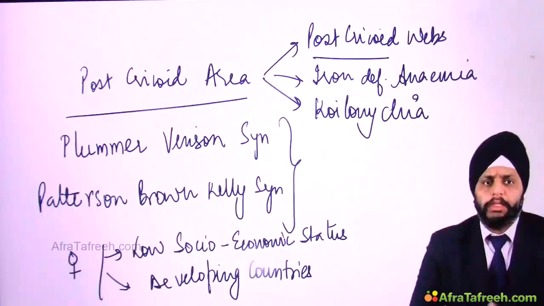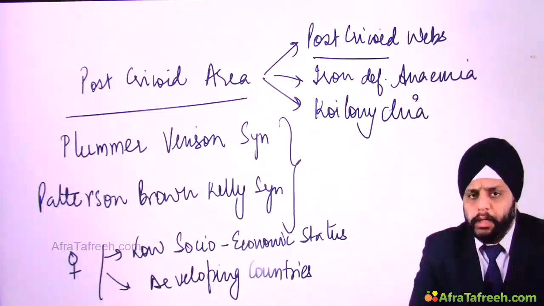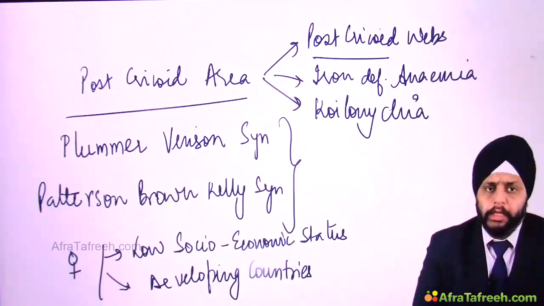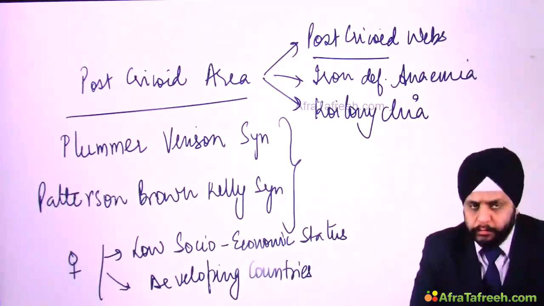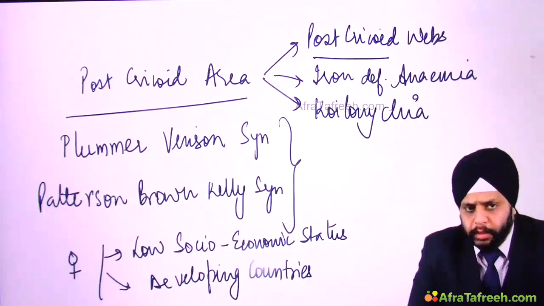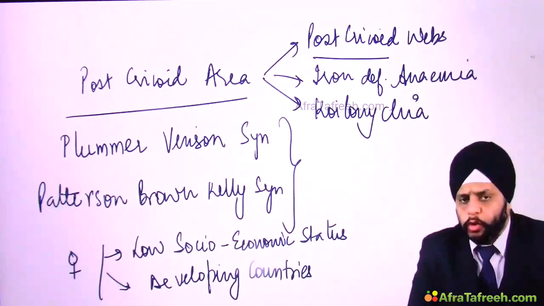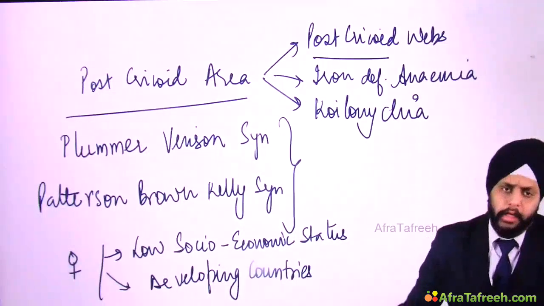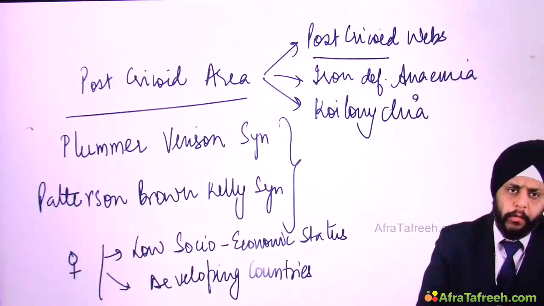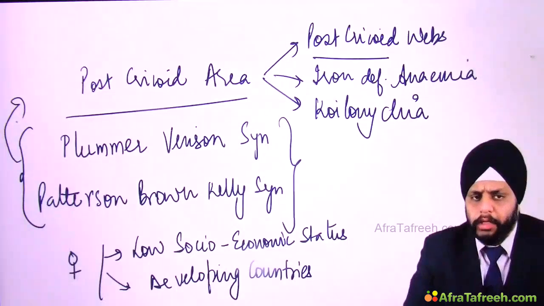Okay, now these post-cricoid webs, remember, are a pre-malignant condition, and they can lead to development of post-cricoid carcinoma. Post-cricoid carcinoma is generally seen in females, generally in females of low socioeconomic status from the developing countries. So it is a sequela of the Plummer-Vinson syndrome or the Paterson-Brown-Kelly syndrome.